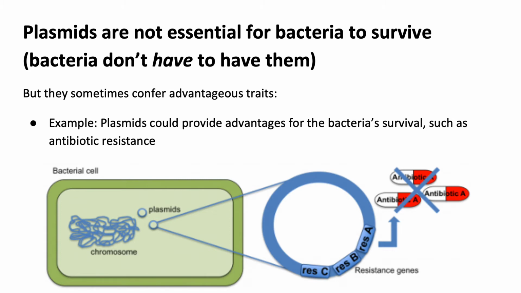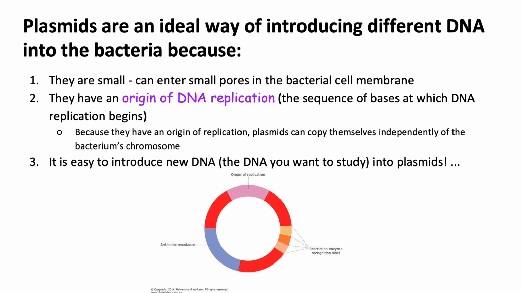For example, plasmids could provide advantages for bacterial survival, like antibiotic resistance. You can see in this picture, the plasmid has resistance genes for certain antibiotics, and that gives the bacteria an advantage of being able to survive in the presence of those antibiotics. So it's an advantage to the bacteria being able to survive and reproduce. And those plasmids are an ideal way of introducing different DNA into the bacteria.